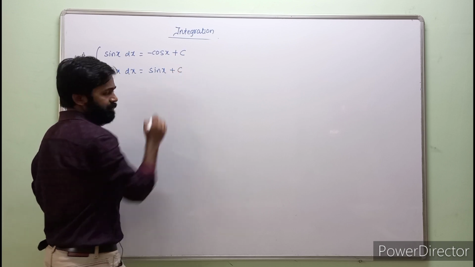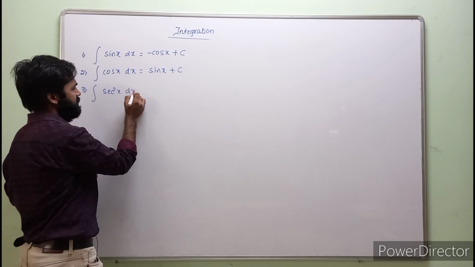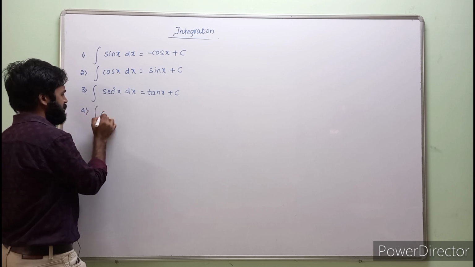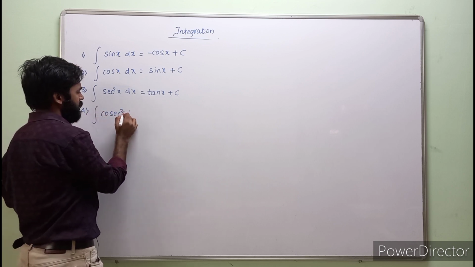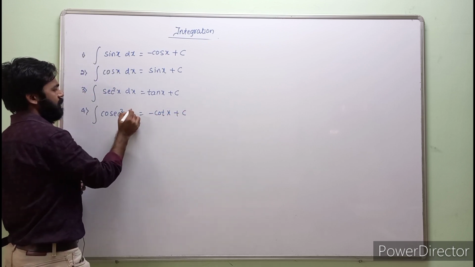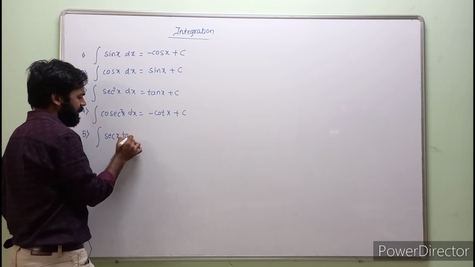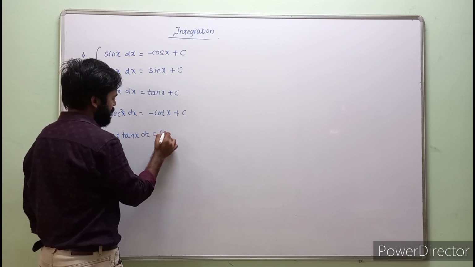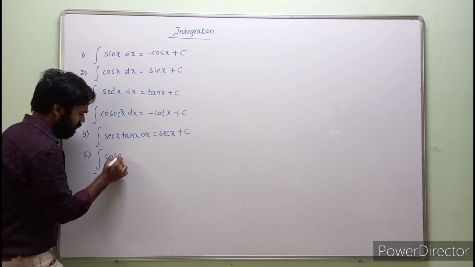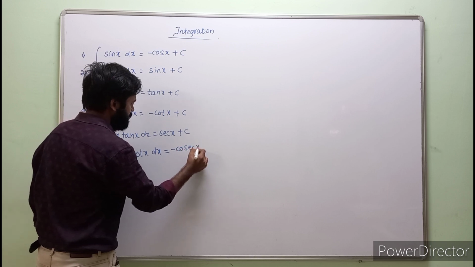sin x plus c. Third one, integration of sec square x dx is nothing but tan x plus c. Fourth one, integration of cosec square x dx is nothing but minus cot x plus c. Right. Fifth one, integration of sec x tan x dx is nothing but sec x plus c. Sixth one, integration of cosec x cot x dx is nothing but minus cosec x plus c.